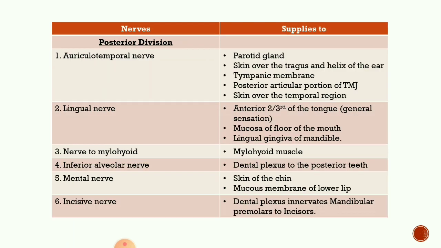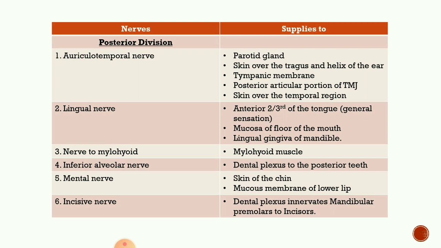Moving on to the posterior division, we have the auriculotemporal nerve, which supplies the parotid gland, then skin over the tragus and helix of the ear, tympanic membrane, posterior articular portion of the temporomandibular joint, and skin over the temporal region. So as its name suggests, it is more concerned with the ear, then temporal area, temporomandibular joint and parotid gland. Next we have the lingual nerve, which supplies the anterior two-thirds of the tongue, then mucosa of the floor of the mouth along with the lingual gingiva of the mandible.